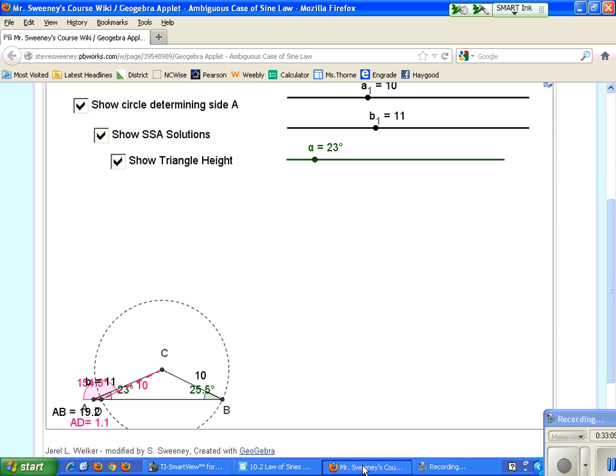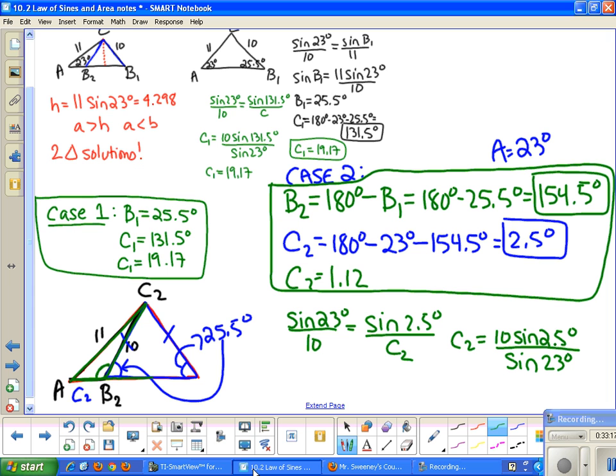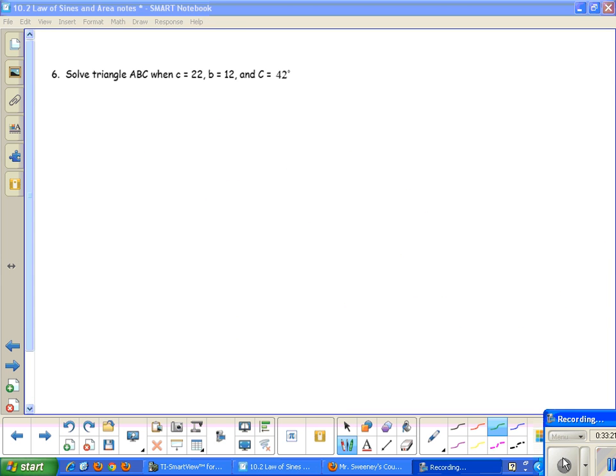And just to go back to the applet here, notice that that distance that we have is really small right there. So that's why it's still a triangle even though it's very small. So that's an ambiguous case scenario. So we're going to skip example 5 and go ahead and go to example 6 here.